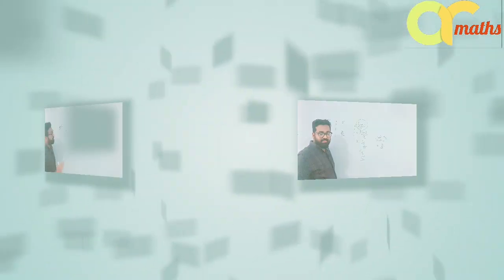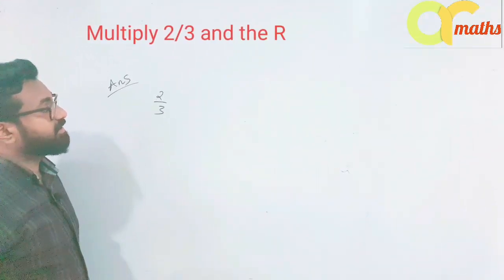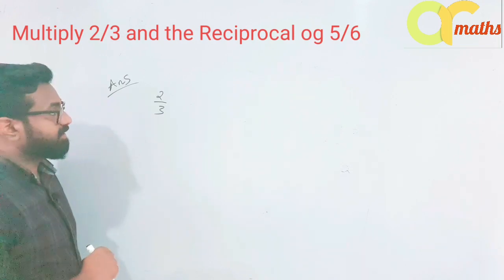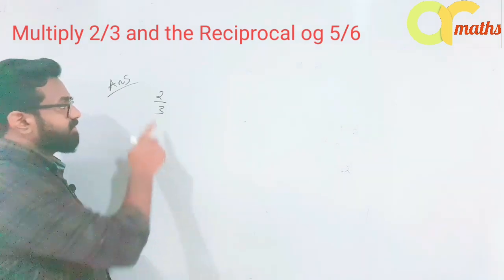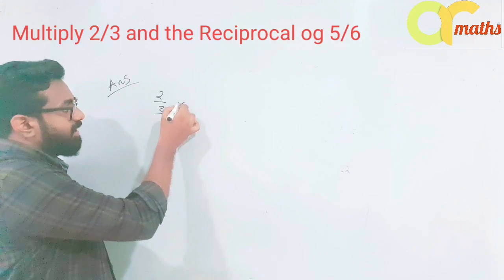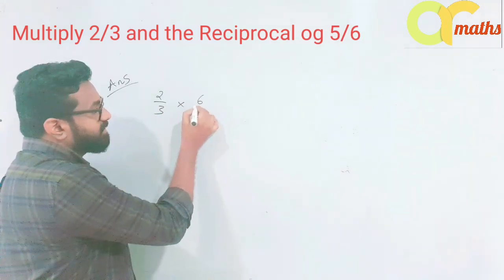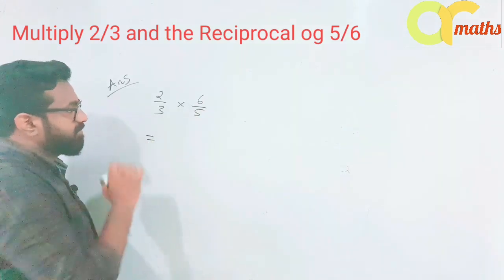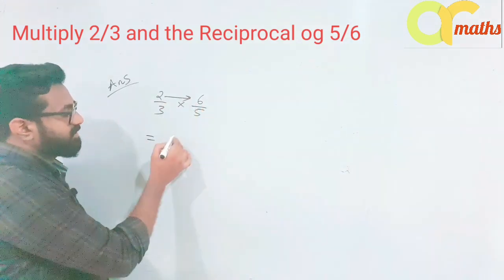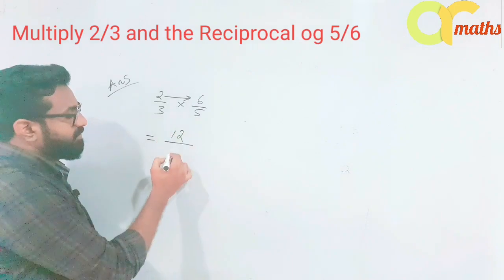Multiply 2 by 3 and the reciprocal of 5 by 6. So 2 by 3 and the reciprocal of 5 by 6. What is the reciprocal of 5 by 6? That is 6 by 5. So very simple. What is the answer? 2 into 6, 12. 3 into 5, 15.